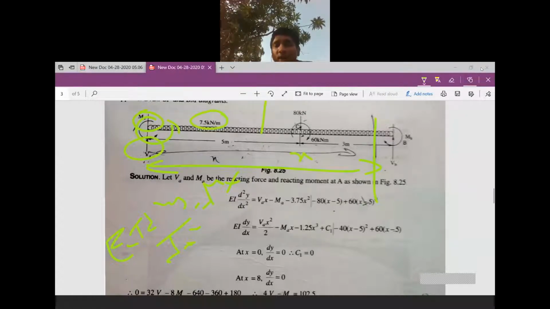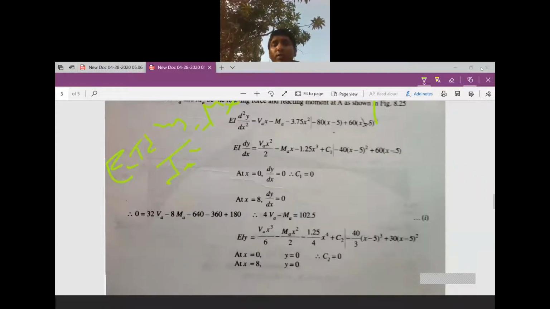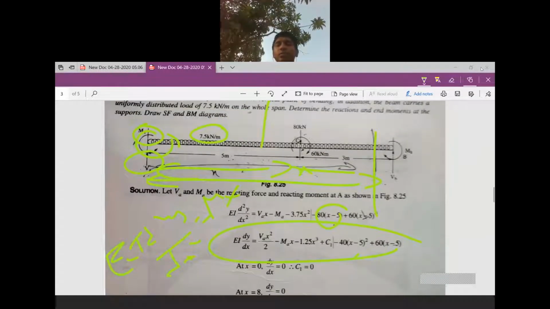Then here you have 80 into x minus 5. Then you have 60 into x minus 5. This is 60 meters. The remaining distance is 60 into x minus 5. Then you integrate on both sides. This becomes EI dy by dx is equal to VA x square by 2 minus MA into x minus 1.25 into x cube plus C1 minus 40 into x minus 5 whole square. 80 into x minus 5 whole square by 2, here 2 into 40 is cancelled with respect to 80. Then here it is 60 into x minus 5.